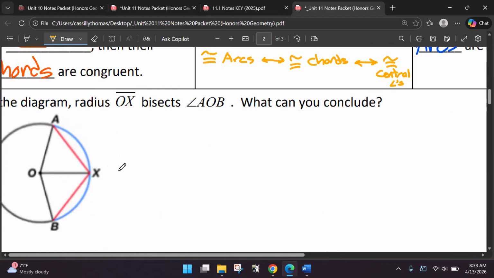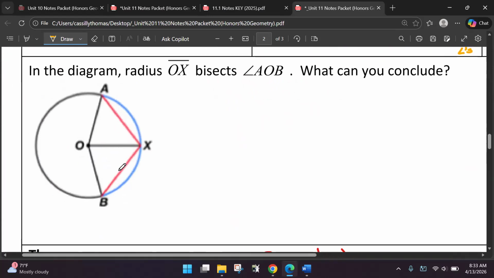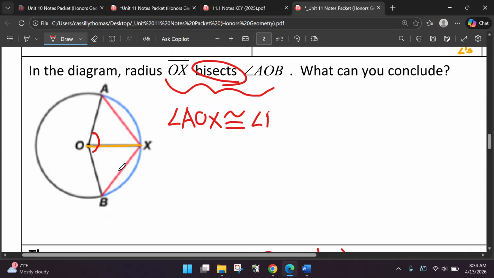Let's look down at this picture here. We're saying radius OX is going to bisect that central angle, angle AOB. We just have to think, what does bisect mean? That means we cut it equally in half, into two congruent pieces. So this alone tells us angle AOX is congruent to angle BOX, and these are central angles.